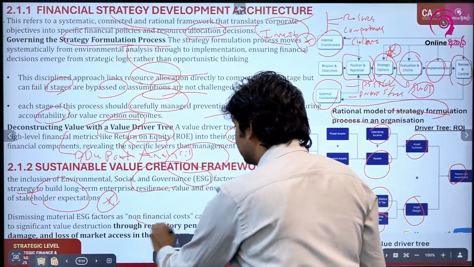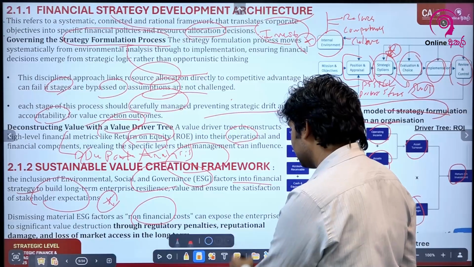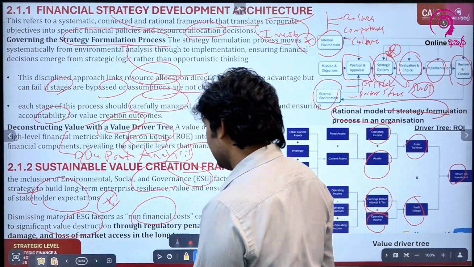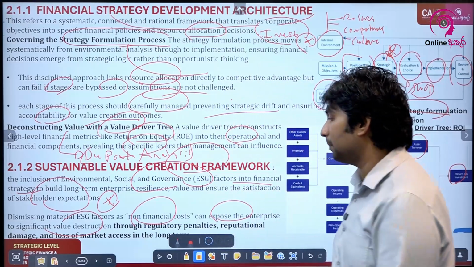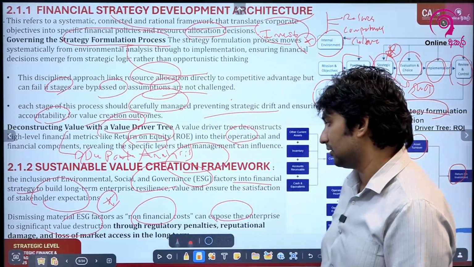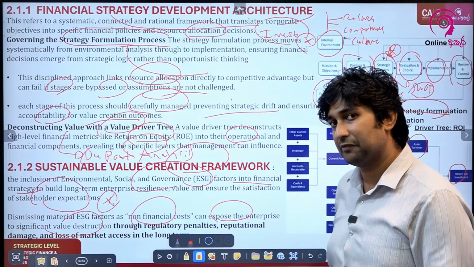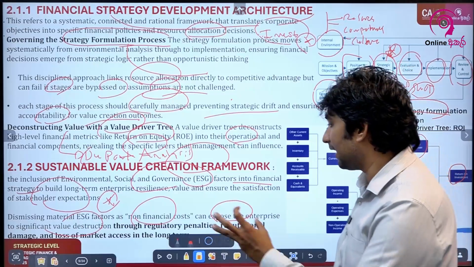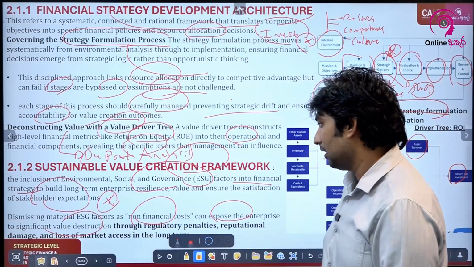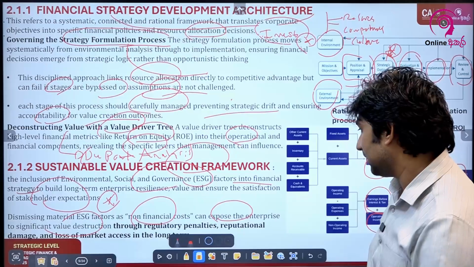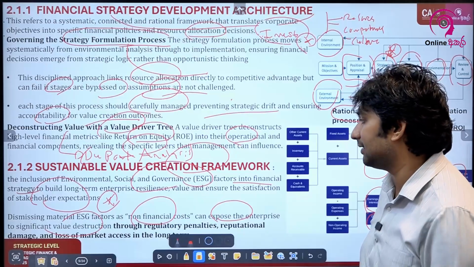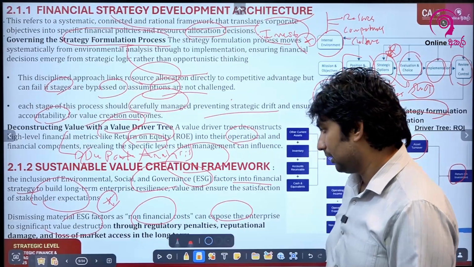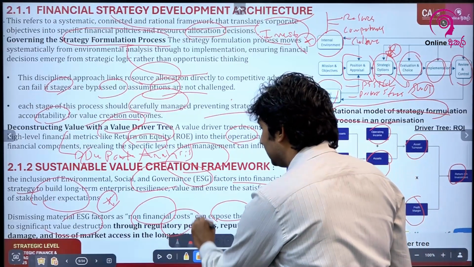Dismissing material ESG factors as a non-financial cost can expose the enterprise to significant value destruction. Sometimes you do not pay attention to ESG factors. You think about ESG factors from an accountant's point of view, and you see ESG factors as a mere cost. When you do that, you are exposing the organization to long-term value destruction. It might come in the form of a penalty.